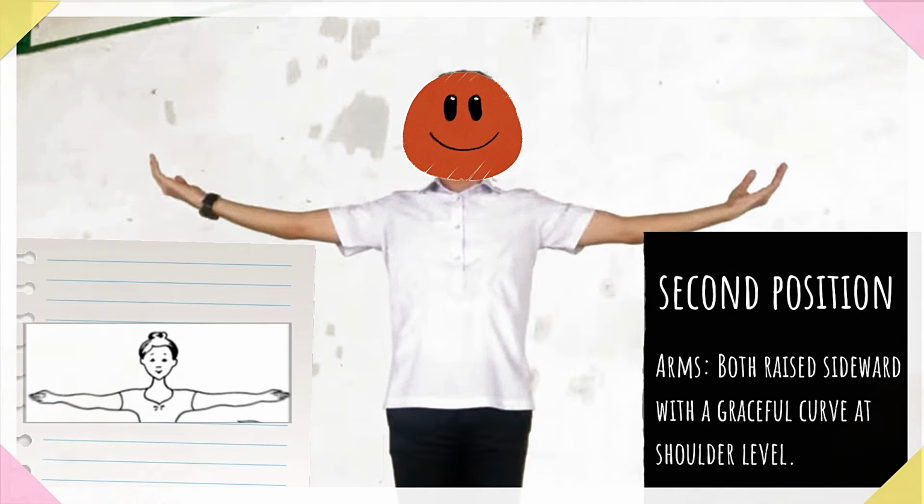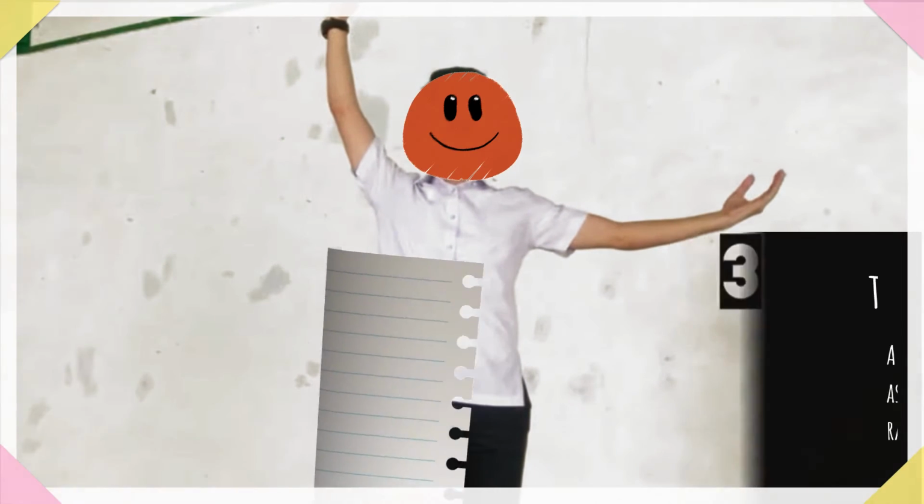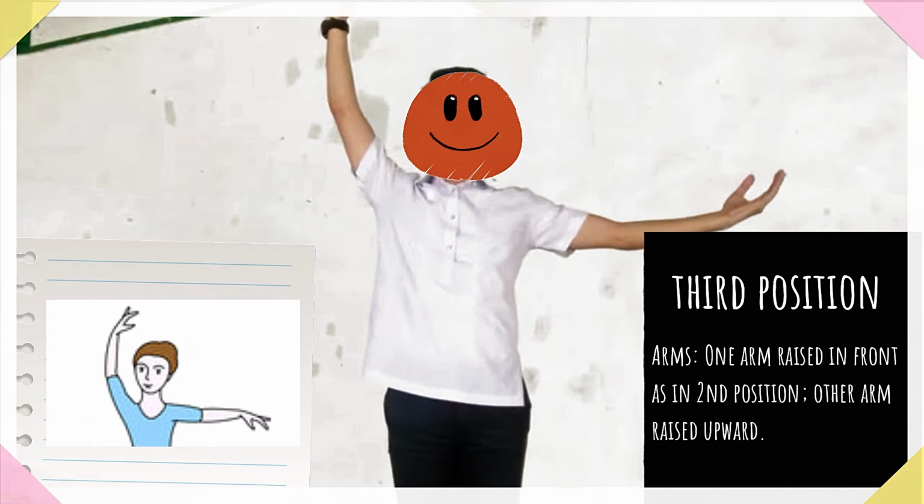Second position. Arms both raised sideward with a graceful curve at shoulder level. Third position. One arm raised in front as in second position. Other arm raised upward.